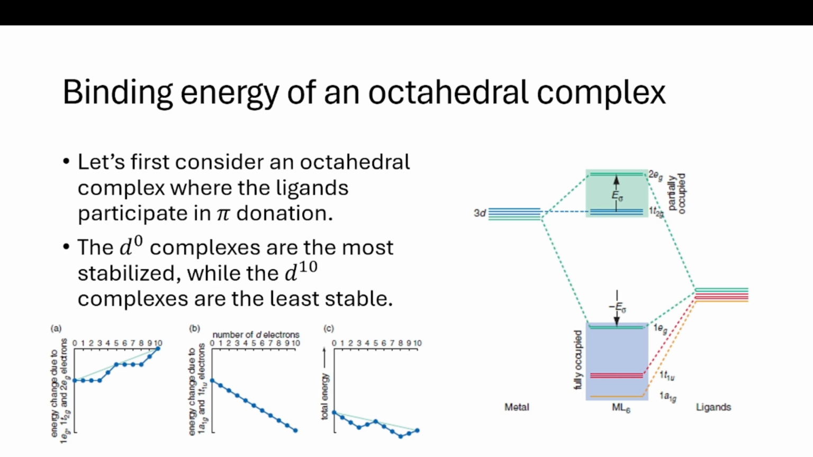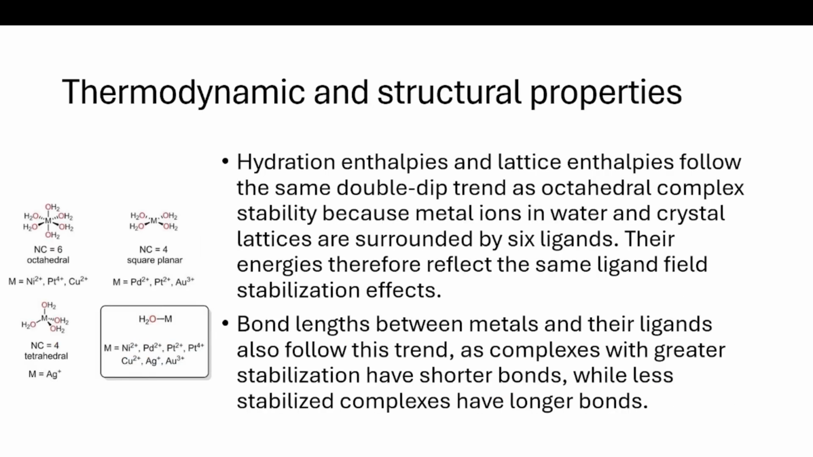And so, the complexes without any d electrons will be the most stabilized, while the complexes with the most d electrons are going to be the least stable. Looking back at that graph I showed you from the experimental data side, hydration enthalpies and lattice enthalpies follow that same double dip trend as octahedral complex stability. And that's mainly because they are surrounded by 6 ligands in both water and crystal form.